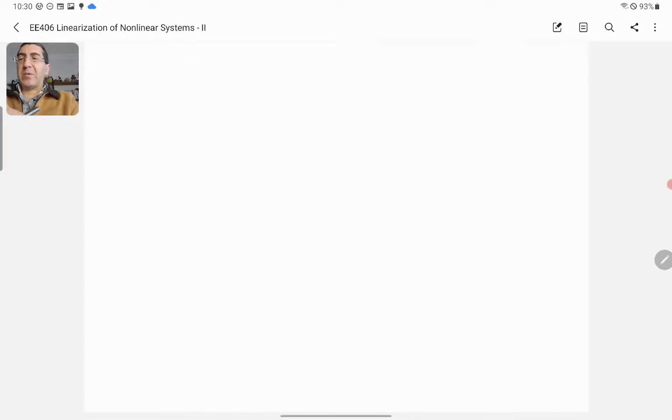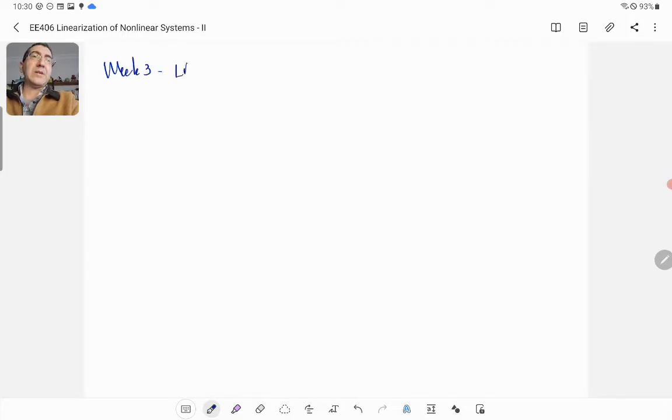Now today we will go back to our pendulum example, and quite informally we will derive a linear approximation around one of the equilibrium points. Okay, so let me start with my discussion. So this is our week 3, linearization continued.